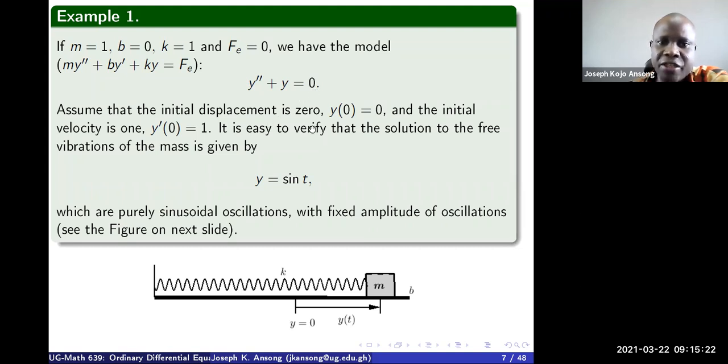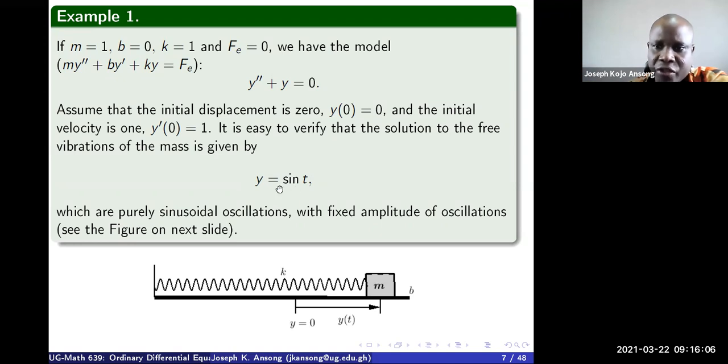Let's assume that the initial displacement is 0 and the initial velocity is 1. Then it is easy to check that a solution to this differential equation is just given by sine t. So these are purely sinusoidal oscillations. How you check is that you find the second derivative of sine t and add it to y, which is sine t, and you can check that the result is 0, which shows that this is actually the solution with these initial conditions. So the free vibrations, no damping at all, are just oscillating.